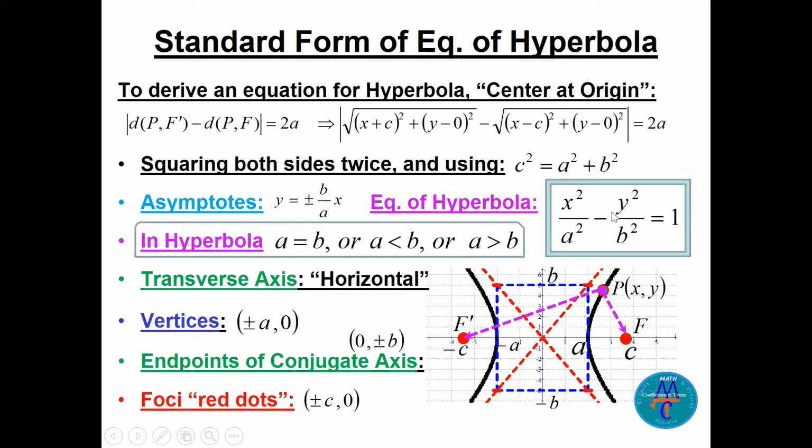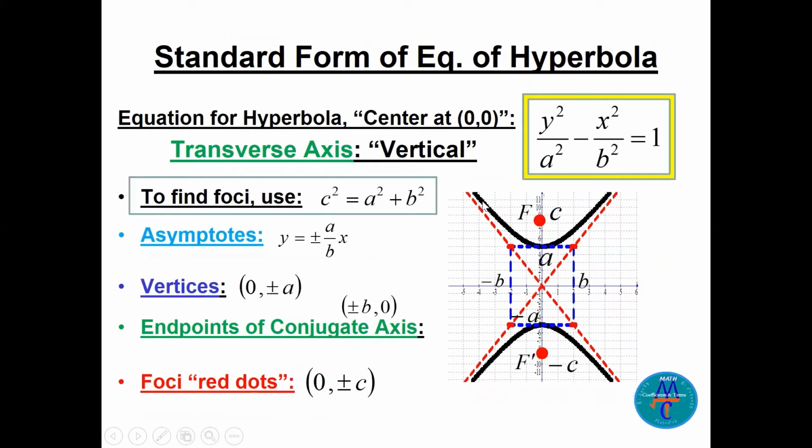x squared over A squared minus y squared over B squared is equal to 1. The transverse axis is horizontal. This is from V to V prime. This is what we call the conjugate axis, the endpoints of the conjugate axis being (0, B) and (0, minus B). The red dots are the foci, (C, 0) and (minus C, 0). Now, the same thing here, but the equation has y squared over A squared minus x squared over B squared is equal to 1. So the only difference is we have a vertical transverse axis.